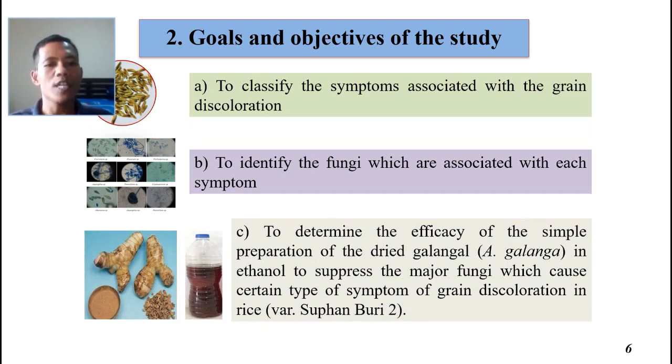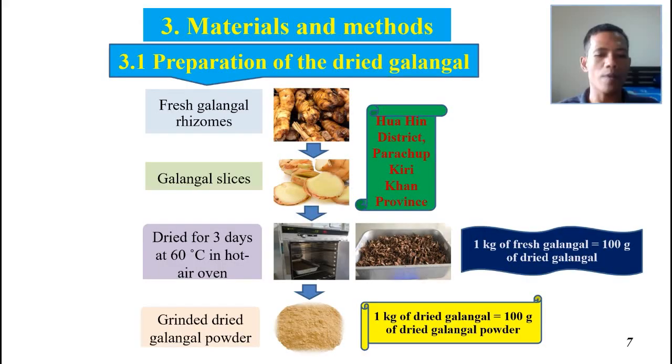So I aimed to classify the symptoms associated with grain discoloration, to identify the fungi associated with each symptom, and finally to determine the efficacy of the simple preparations of dried galangal in suppressing the major fungi which cause certain types of symptoms of grain discoloration in rice varieties of Arborio.